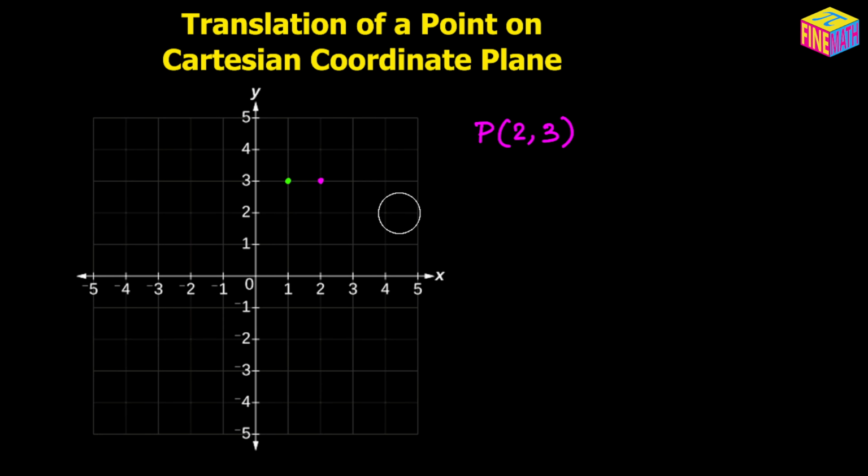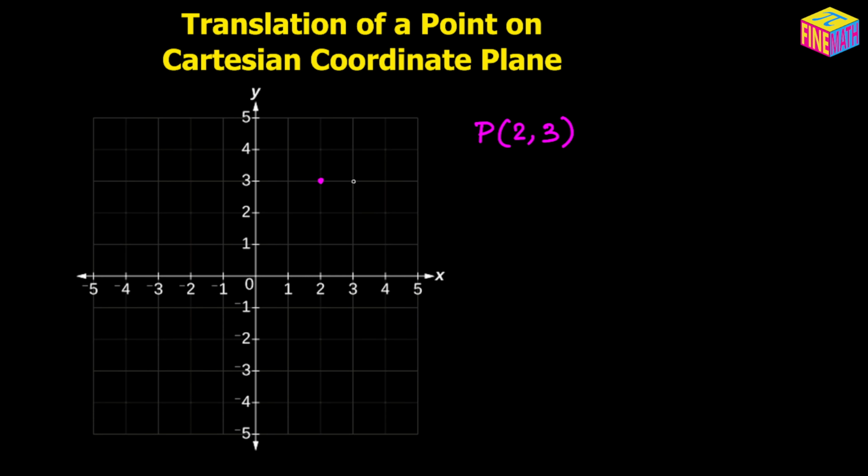Now let's take one combined situation where I am moving the point by 1 unit to the right and then 1 unit down. So we are moving this point 1 unit to the right, which will be this location where my pen pointer is, and then we are moving it down by 1 unit.